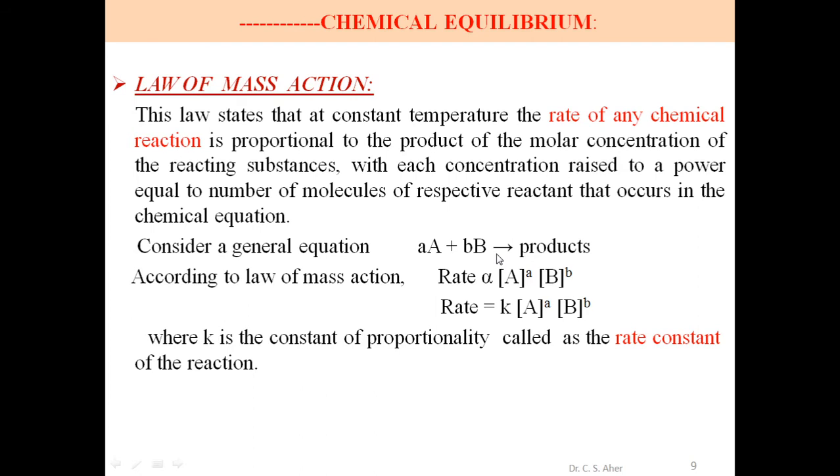So when we consider the forward reaction, these are the reacting substances. But when we consider the backward or reverse reaction, the products become the reacting substances. So this is about the law of mass action. This is the final equation of the law of mass action, where K is the rate constant for that reaction.